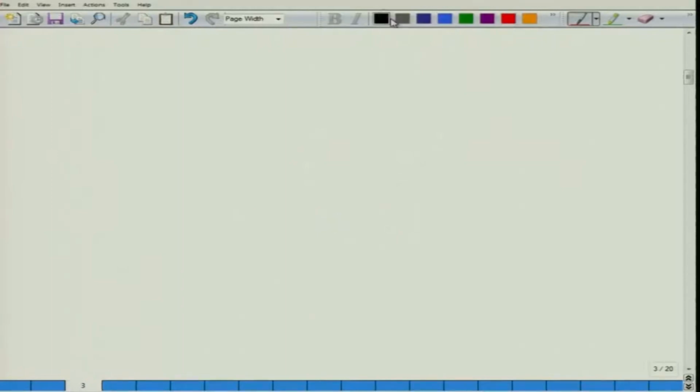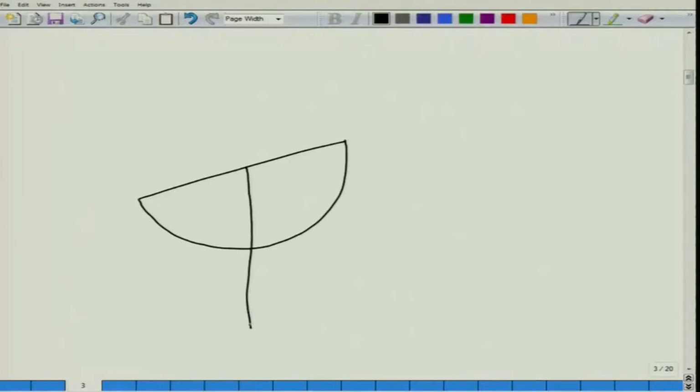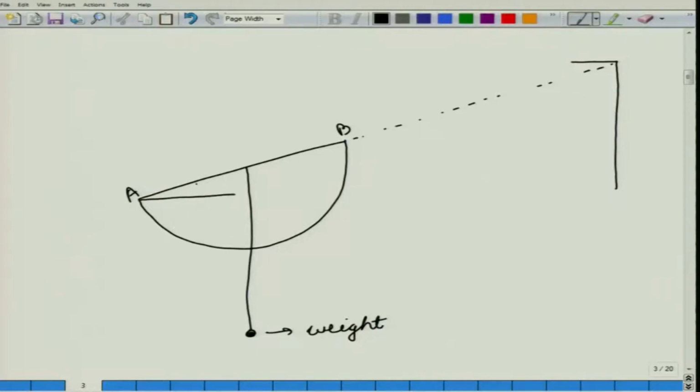So what we have done is, we have taken this protractor, inverted it, and here we have a string to which a weight is attached. We have kept it such that this point A, B, they are in a straight line with the top of the roof. Or let us draw it like this. So I am trying to measure this angle. The angle I am interested in is this angle theta.